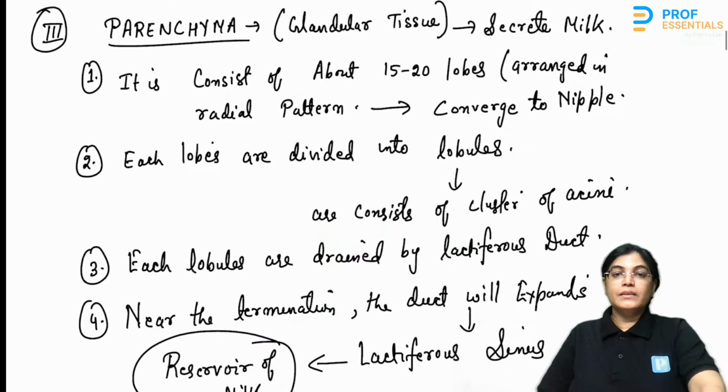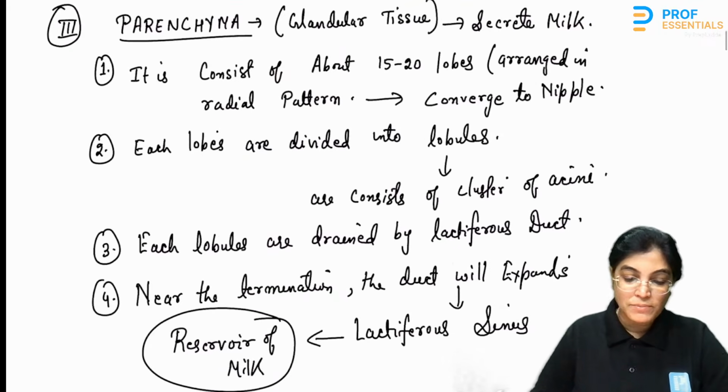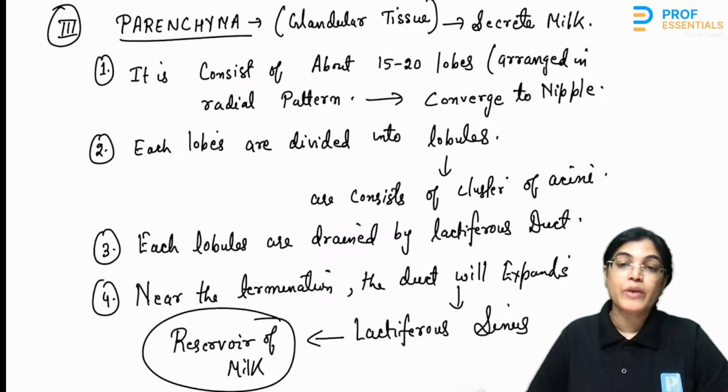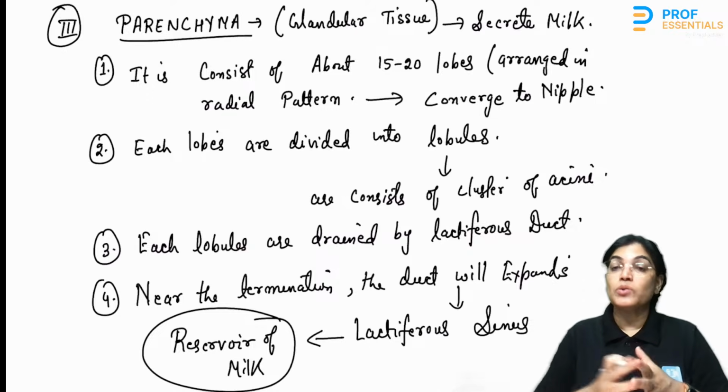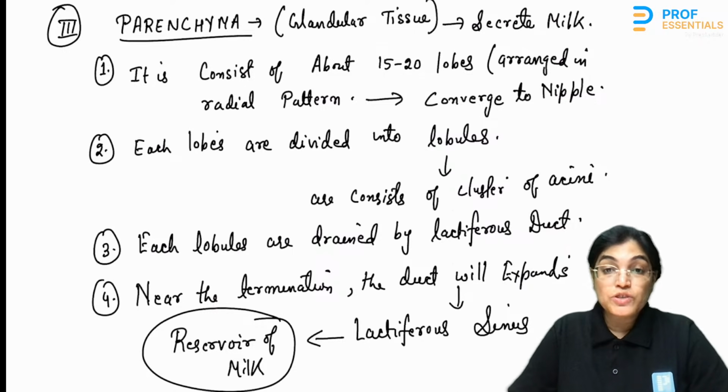Okay, done. So these are the important points which you have to know. We have done about the parenchyma also. Now we are knowing about the parenchyma. We are also knowing about the stroma. We are also knowing about the structures, that is, the location of the nipple and the areolas, Montgomery tubercles and all.